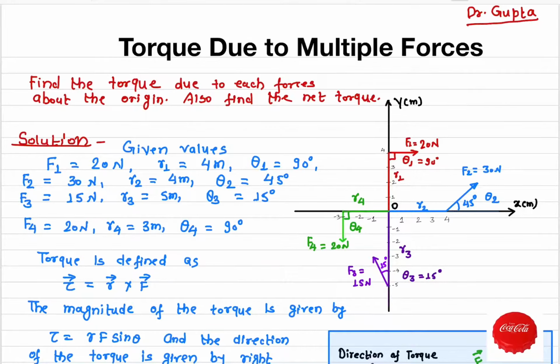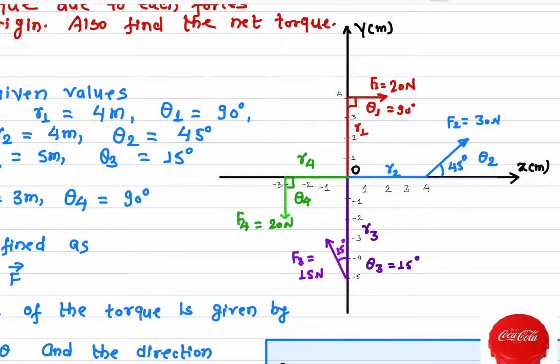In this video, I'll talk about the torque due to multiple forces. Here, on an XY plane, we have different forces acting on it: the force F1, force F2, F3, and F4. And all the forces are acting in different directions. What we need to find out is the torque due to all these forces about the origin.